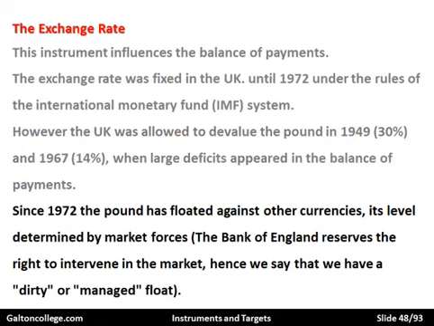Since 1972, the pound has floated against other currencies. Its level is determined by market forces. The Bank of England reserves the right to intervene in the market, and hence we say we have a dirty float or a managed float. So in the early 70s it was felt that the Bretton Woods system was too rigid and too many countries were having problems, so eventually it just disintegrated, and countries started to float their currency one against the other, and that's what we've lived with since.